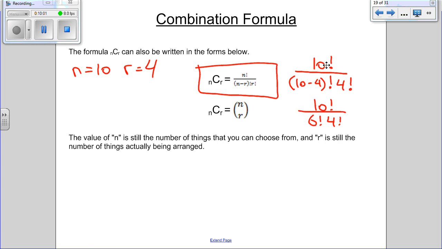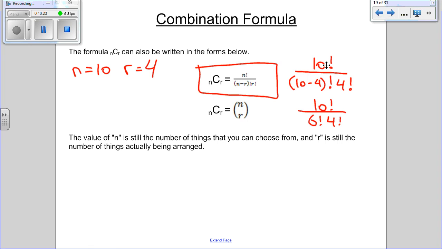So if you're wondering, why is that formula what it is, you're dividing out the fact that order doesn't matter, not only in the group you chose, but in the group that you didn't choose, it matters as well. All right, the value of n is still the number of things that you can choose from, and r is still the number of things actually being selected or arranged.